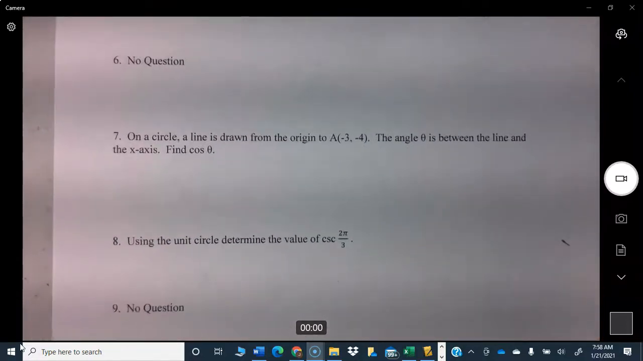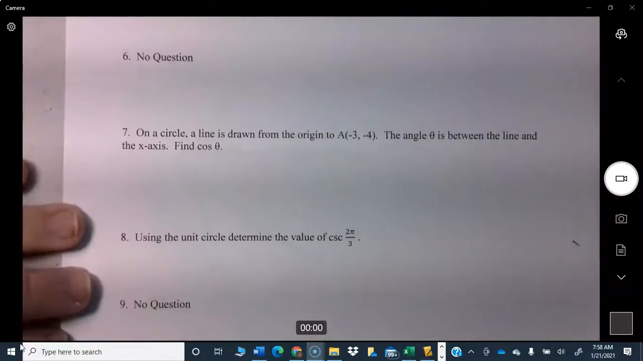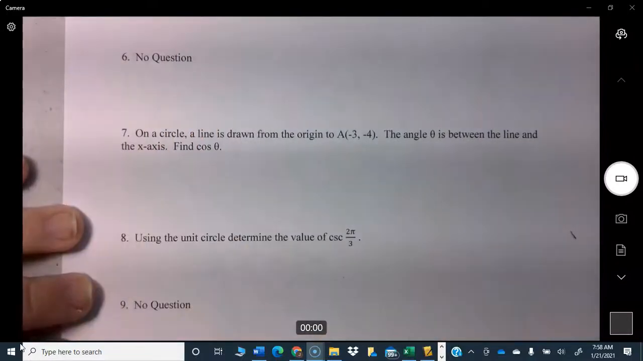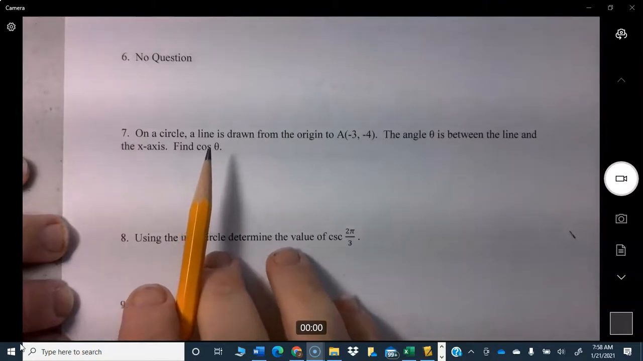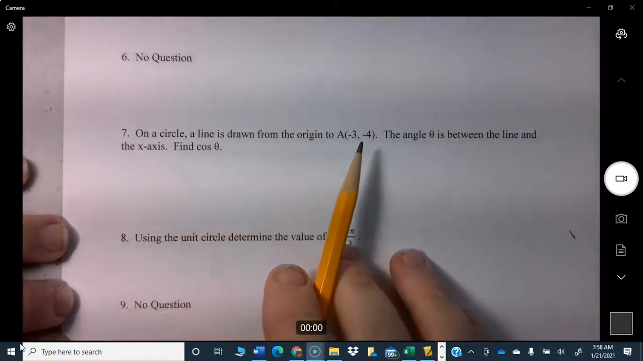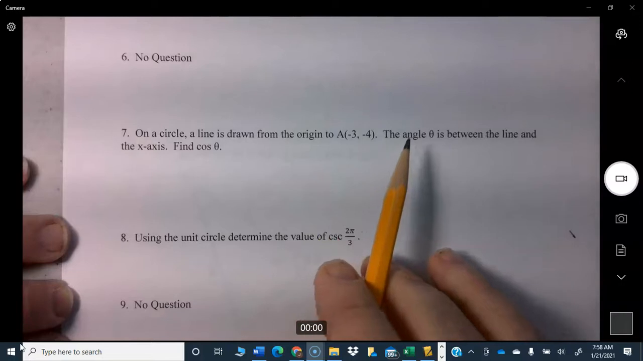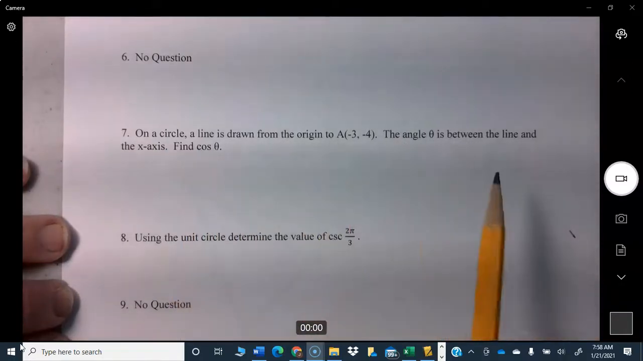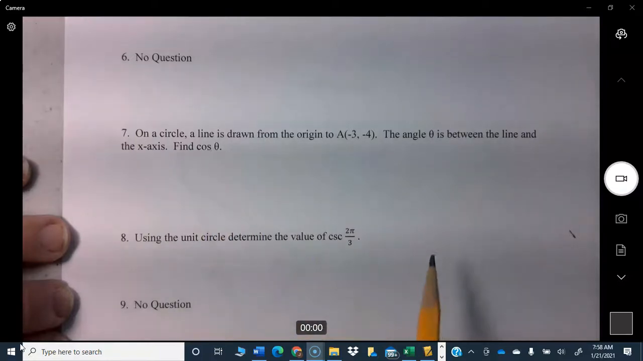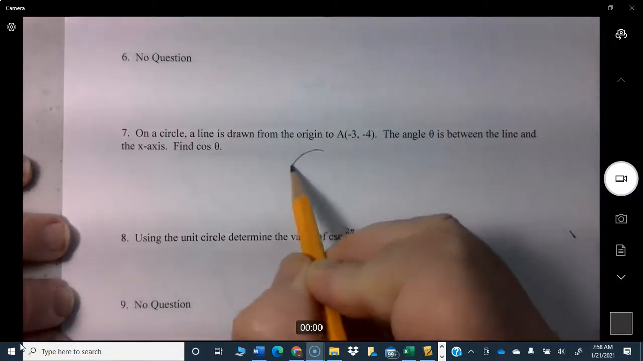Six. I didn't have that question number 6 when we did it in class. I'm going to just eliminate it. There is no question 6. Alright, so we're going to move on to question 7. On a circle, a line is drawn from the origin to -3, -4. The angle theta between the line and the x-axis. Find the cosine of theta. Let's go ahead and draw that circle.